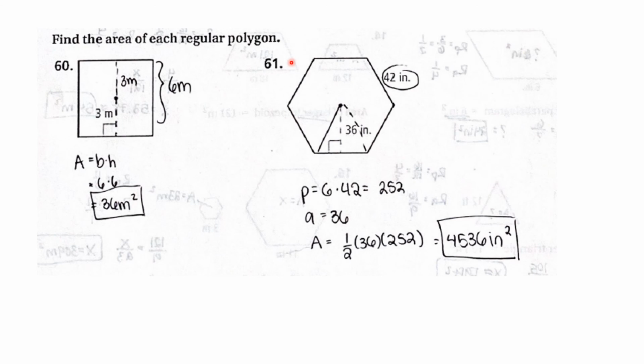On 61, we have a hexagon with 6 sides. We have a length of 42 inches for the side length, and then an apothem of 36 inches. So I sketched in my radii here and then realized, you know what, I don't actually need those radii because I already have my apothem and I can find out my perimeter. So my perimeter was 252 inches, my apothem was 36 inches, and just plug it into the formula, you get 4,536 inches squared. And that's all for that first worksheet.